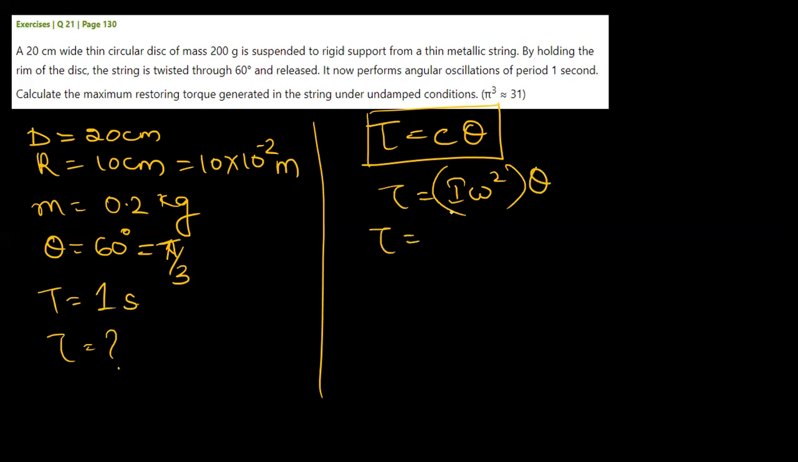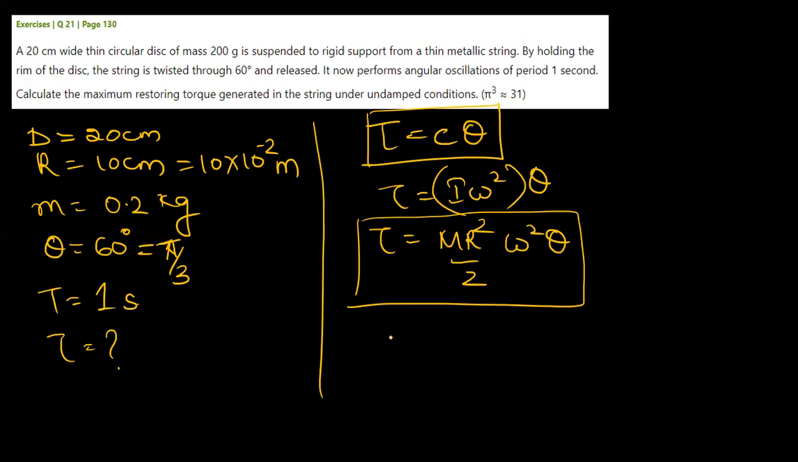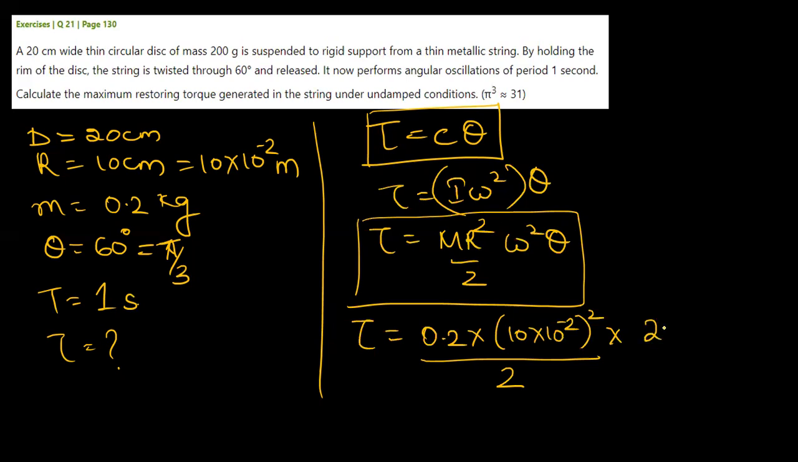So tau will be equal to, for the disk, we have moment of inertia mr square by 2, into omega square theta. Now you will have to substitute the values to solve for torque. So torque will be equal to 0.2 into r square, that is (10 into 10 raised to minus 2) square, upon 2 into omega square. Omega can be written as 2 pi by T, the whole square, into theta, that is pi by 3.